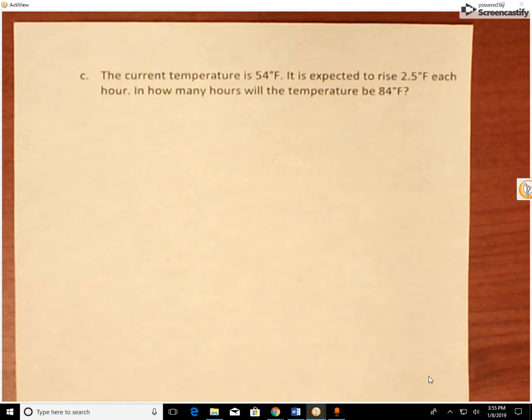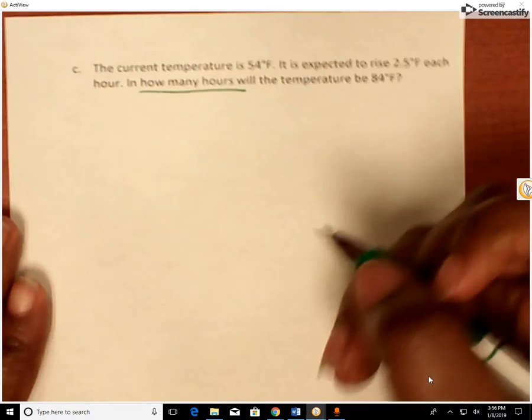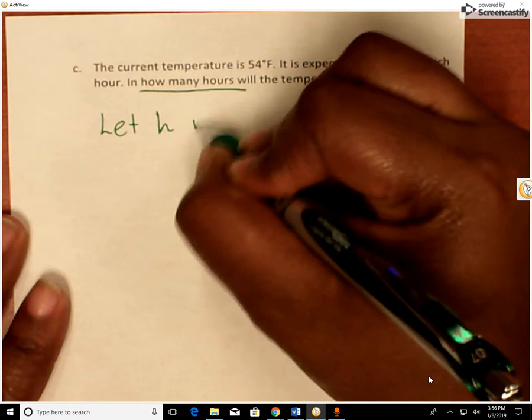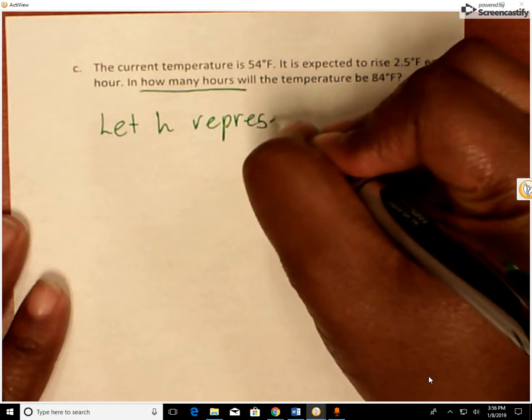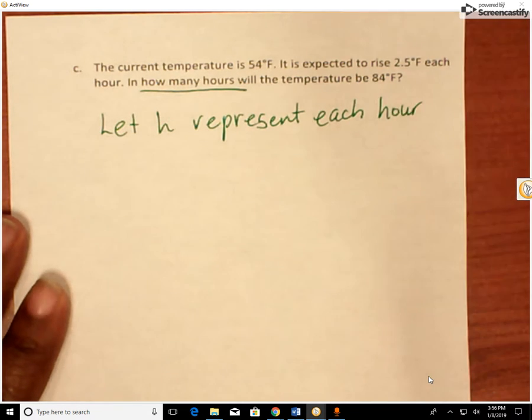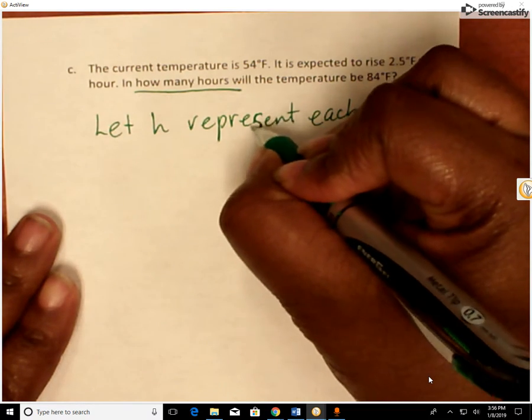The current temperature is 54 degrees Fahrenheit. It is expected to rise 2.5 Fahrenheit each hour. In how many hours will the temperature be 84 Fahrenheit? So we're trying to get to 84, and we need to know how many hours will that take. So we're going to let H represent each hour. Done. And that is it. I just messed it up.